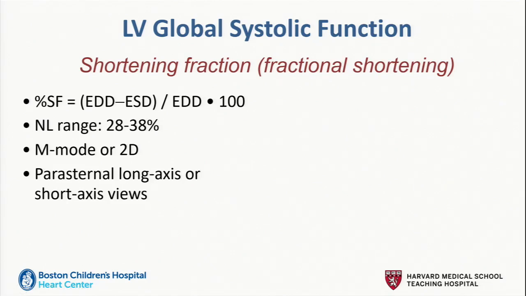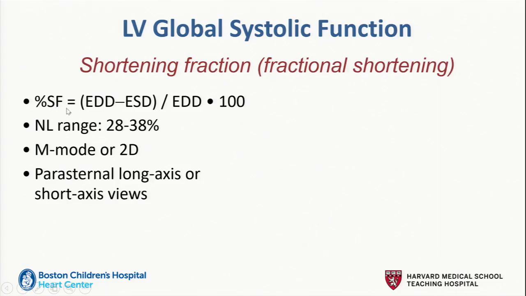So what are the measures from echocardiography for global systolic function? I'm just going to go through some of the most common ones just as a review. First, shortening fraction, sometimes called fractional shortening. Here's the formula, and it's expressed as a percent.